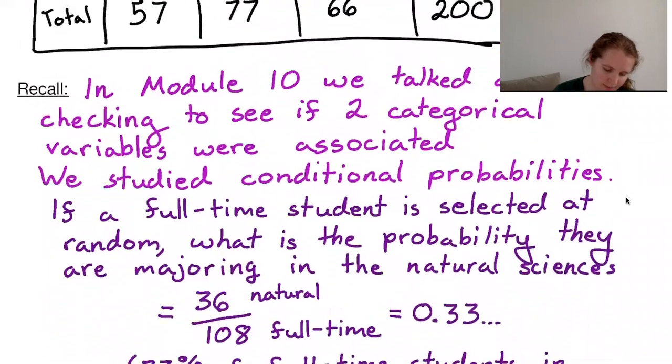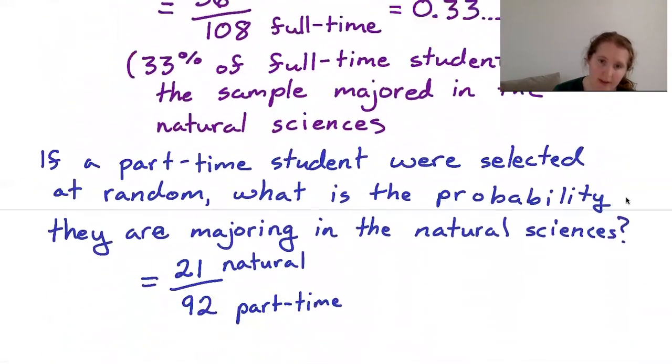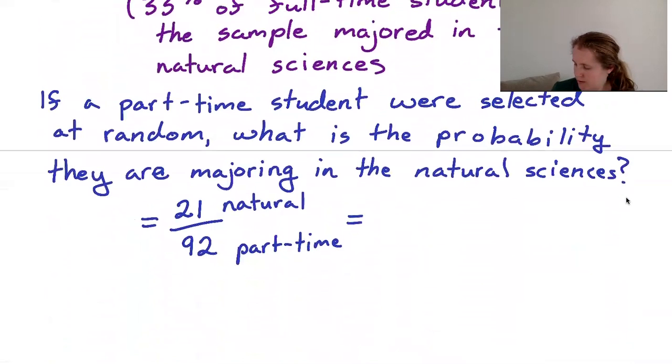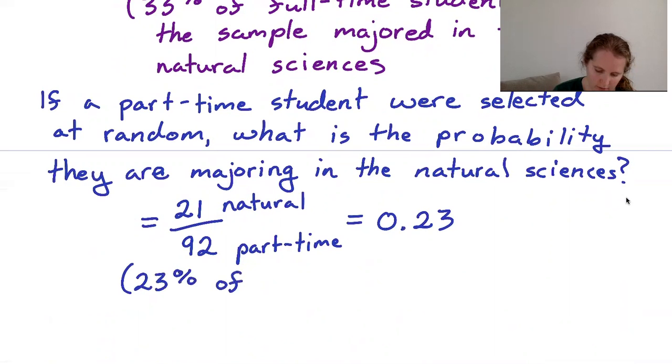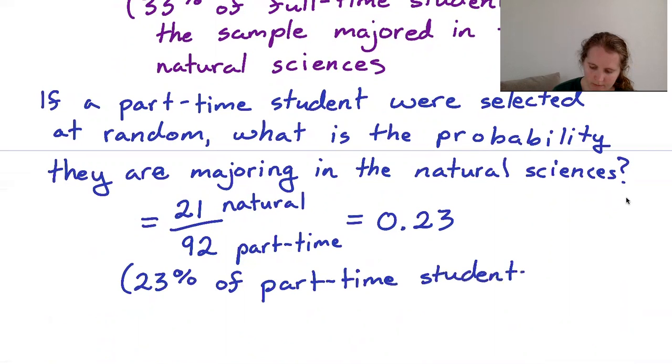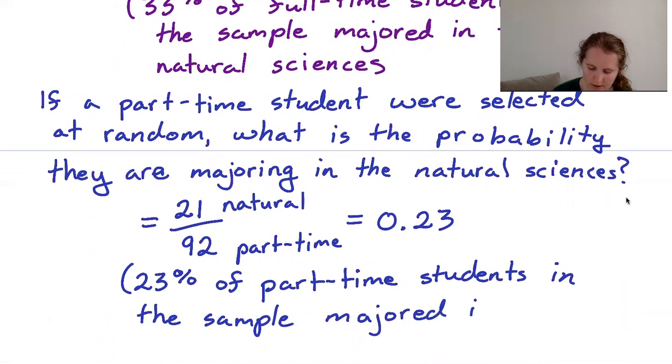If we put that in decimal form, we are looking at about 0.23 if we round. So in other words, 23% of part-time students in the sample majored in the natural sciences.